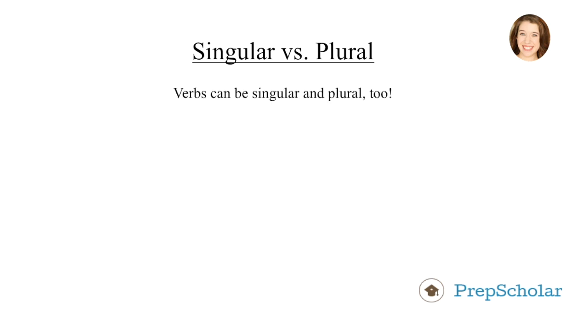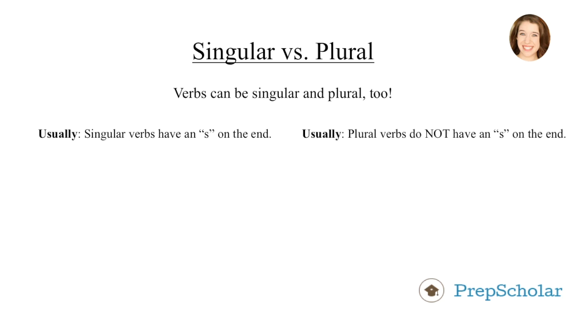Verbs can also be singular and plural. That's really important to know for agreement questions. Usually, singular verbs have an S on the end. Not always, but usually. And usually, plural verbs do not have an S on the end. Again, not always, but usually. These are the rules verbs follow when it comes to whether or not they are singular and plural. Let's check out some examples.